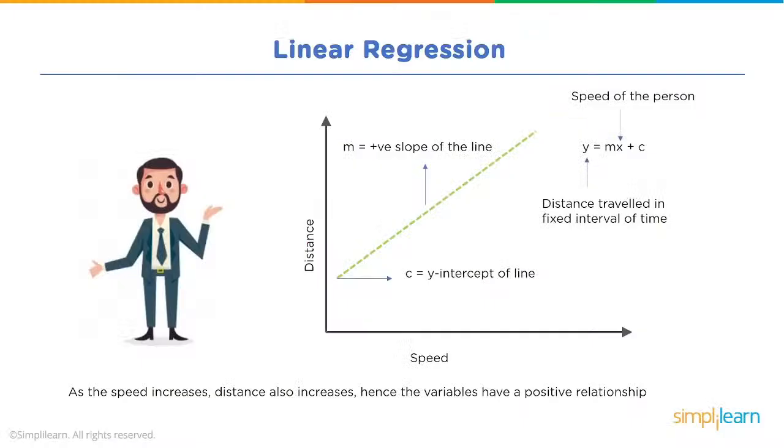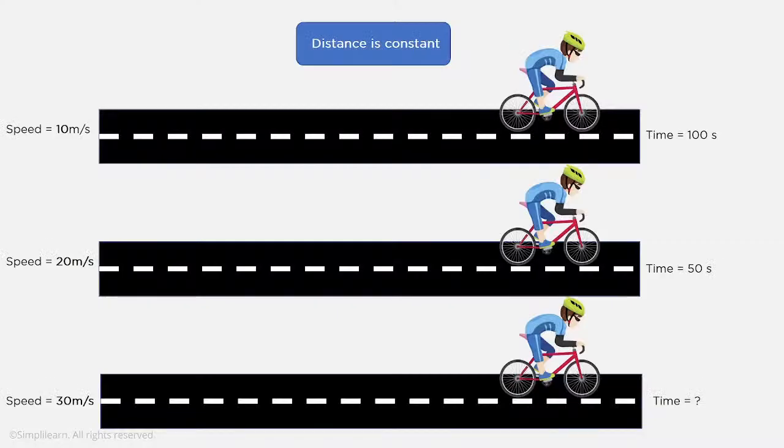So in a linear regression model, we have our distance to the speed, and we have our m equals the positive slope of the line. And we'll notice that the line has a plus slope. And as the speed increases, distance also increases. Hence, the variables have a positive relationship. And so for the speed of the person, y equals mx plus c, distance traveled in a fixed interval of time. We could very easily compute, either following the line or just knowing it's 3 times 10 meters per second, that this is roughly 102 kilometers distance that this third bicyclist has traveled.